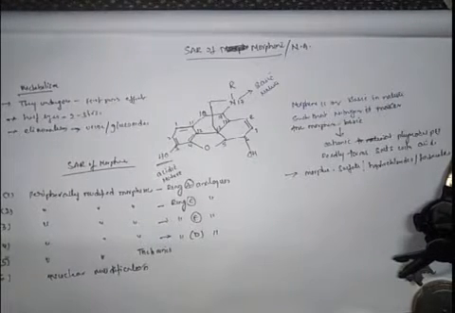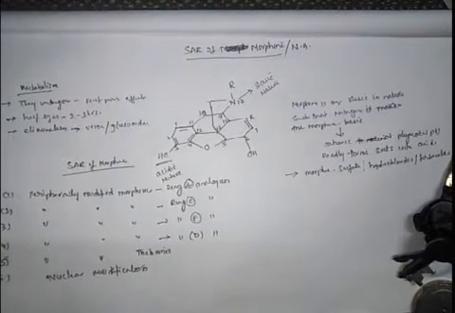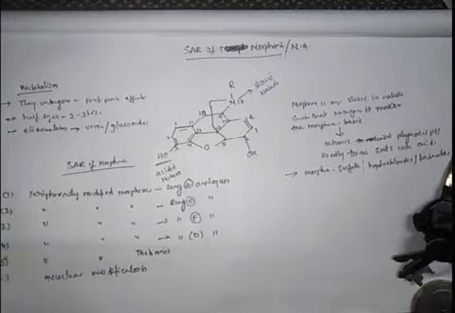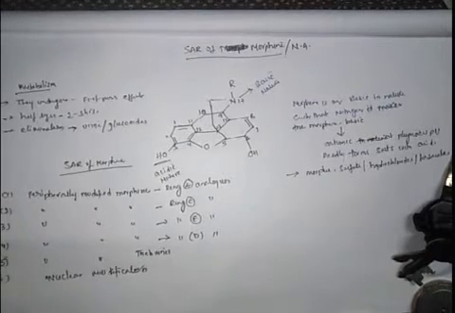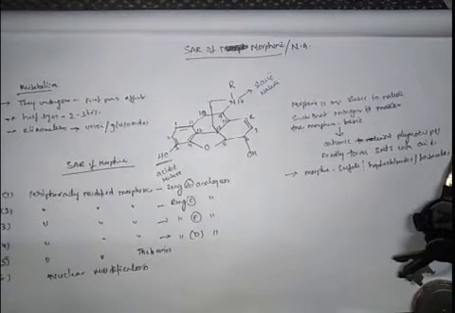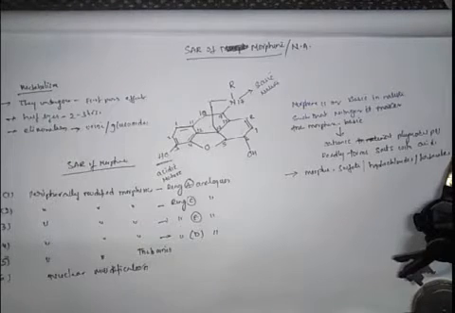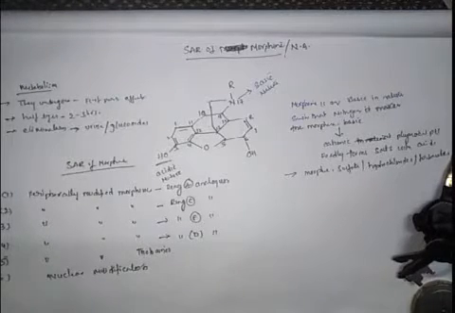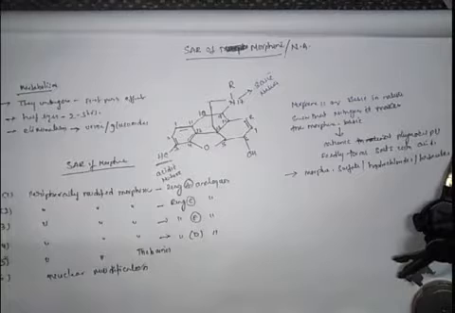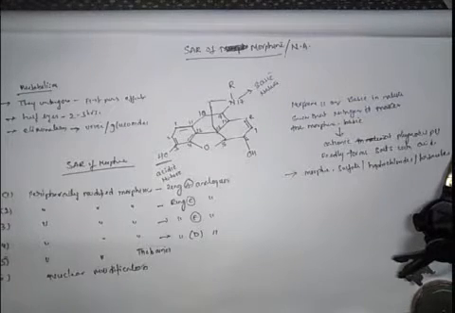Even the OH provides acidic nature, but the basic nature of nitrogen dominates. So morphine and morphine analogs are basic in nature, and as a result of their basicity, they exist as cations at physiological pH. So they readily form salts with acids.